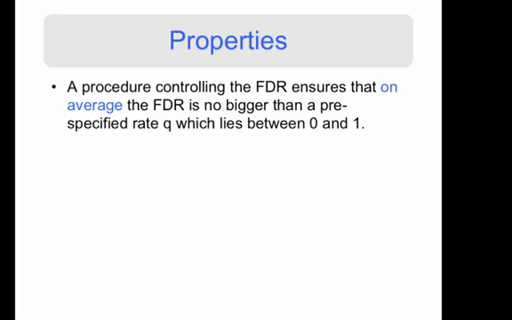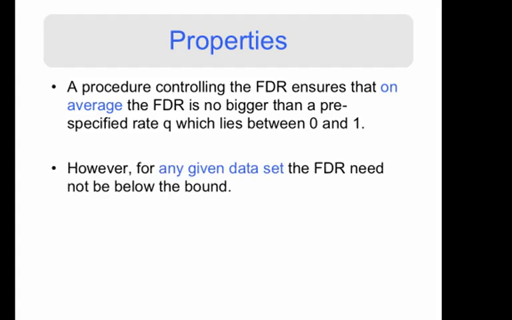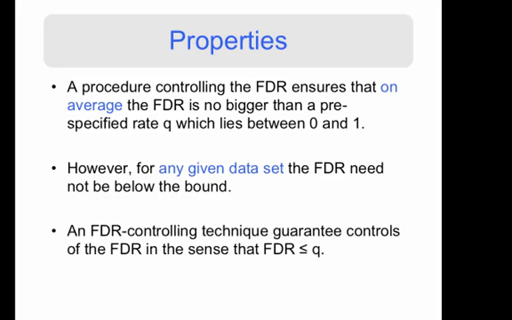A procedure controlling the false discovery rate ensures that on average the false discovery rate is no bigger than some pre-specified rate Q, which lies between 0 and 1, and which is specified by the researcher. However, for any given data set, the false discovery rate need not be below this bound. We're just saying that on average, in expectation, it's being controlled. For any given data set, it can be above or below that value Q. So any FDR controlling technique guarantees that in expectation, this ratio V over R is less than or equal to Q.